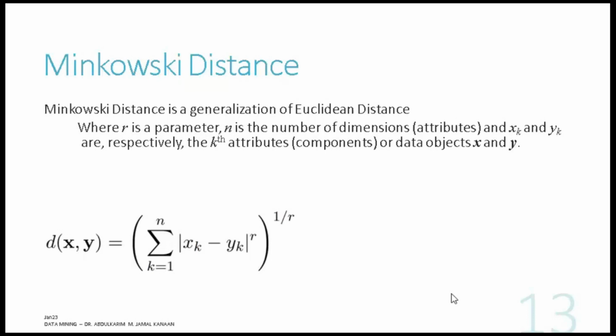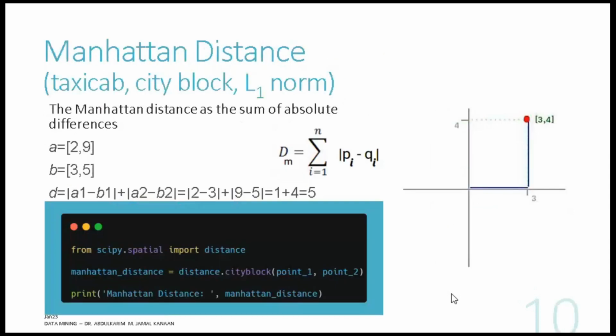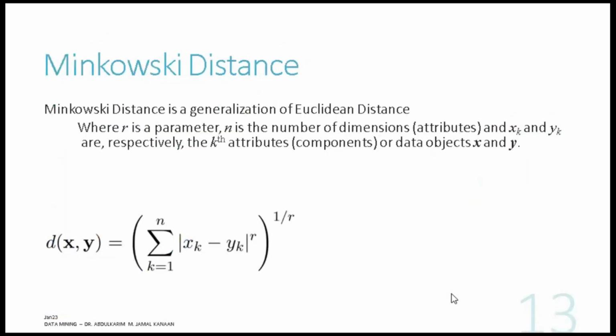But what would happen if r equals 1? Firstly, nothing happens here because the power of 1 is still 1. Here, 1 divided by 1 is still 1. Then it becomes Manhattan, city block. So Minkowski is a generalization measurement. Based on the value of r, if r equals 1, it becomes Manhattan. If r equals 2, it becomes Euclidean, and so on.